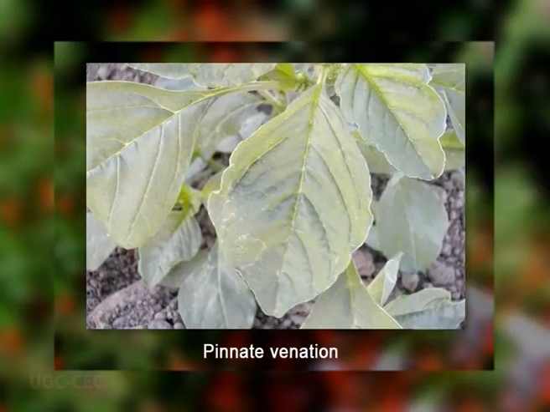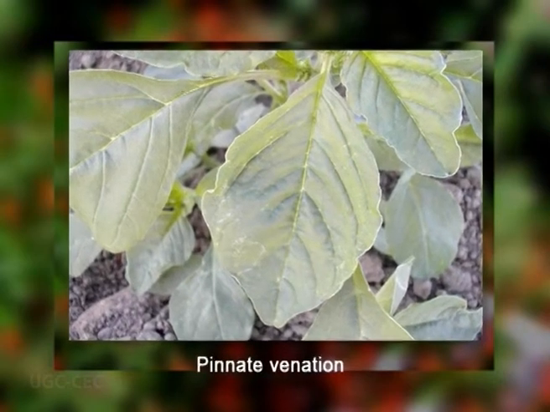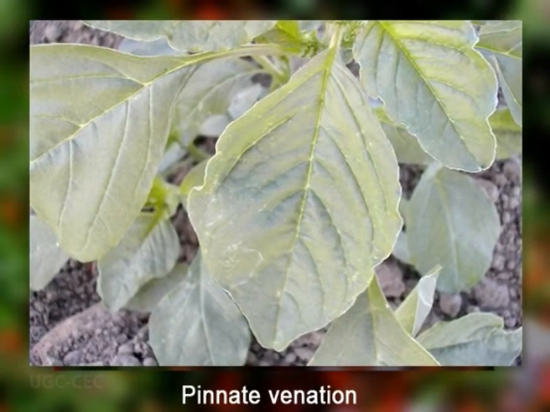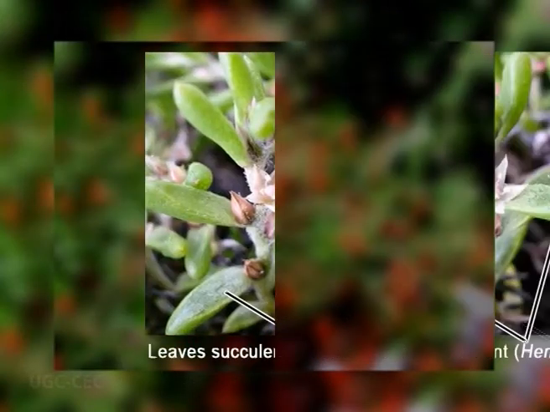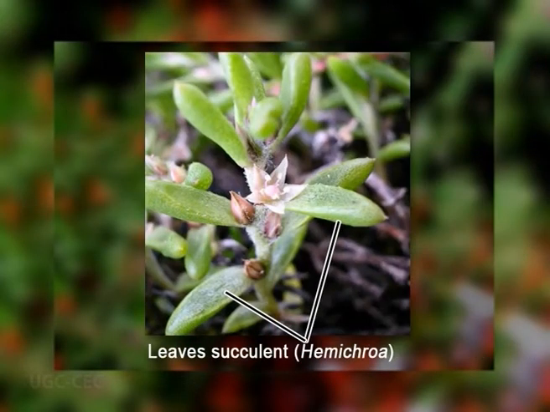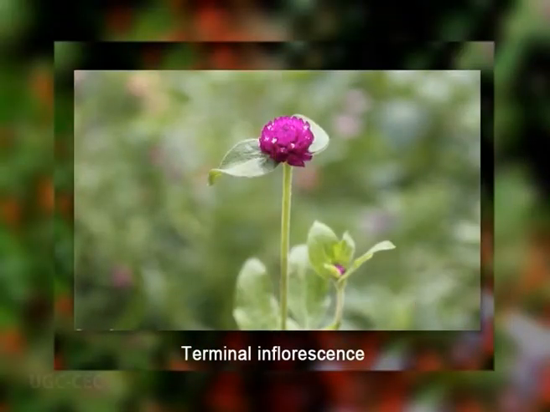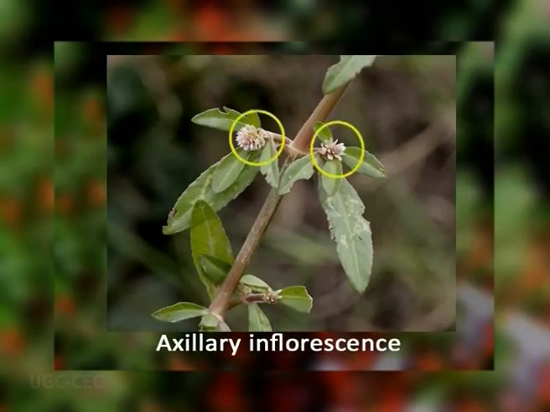The leaves show pinnate venation, but these veins are often obscure. The leaves are also succulent in some taxa. Example is Hemichroa, or in some taxa, the leaves can be completely reduced. Now let us discuss its floral morphology, starting with its inflorescence. The inflorescence in Amaranthaceae can be either terminal, that means at the top of the plant body, or axillary, that means in the axils of leaves.